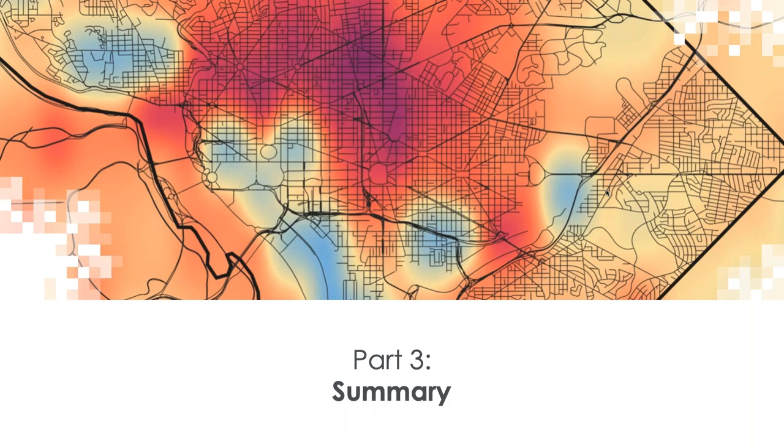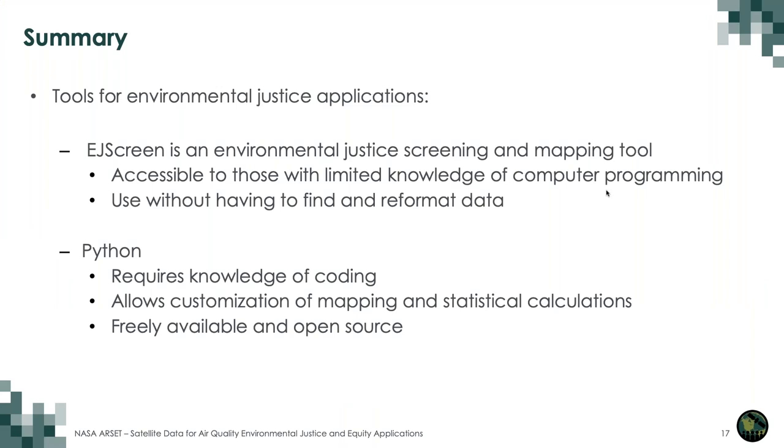That brings us to the end of our third and final part of this training. To summarize what we talked about today, I detailed a couple different tools that can help us interact with environmental justice related data sets and visualize these data sets. Today, we opened up by talking about EJScreen, which is the Environmental Protection Agency, or EPA's Environmental Justice Screening and Mapping Tool. This data set is really cool because it uses nationally consistent data and is super accessible to those who have maybe a limited knowledge of computer programming and allows us to start to explore different data sets and understand patterns of injustice without having to find our own data and reformat it ourselves.